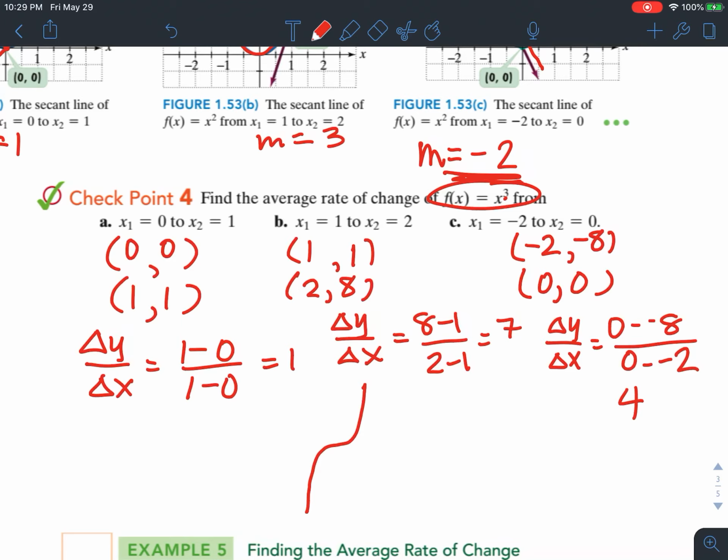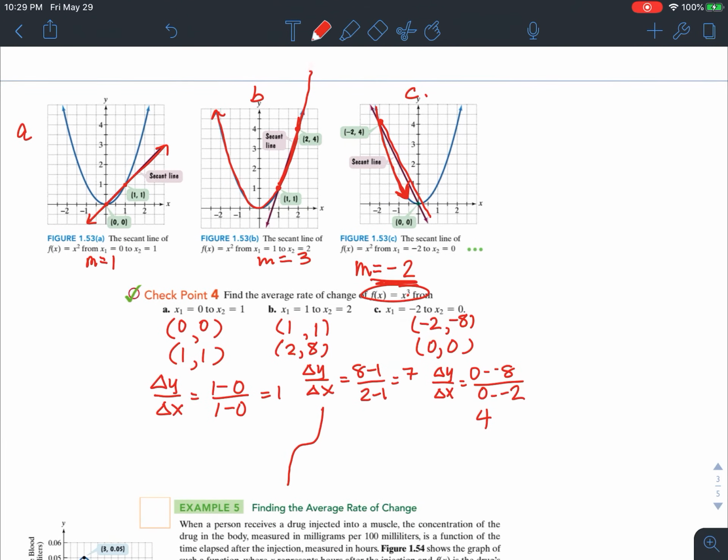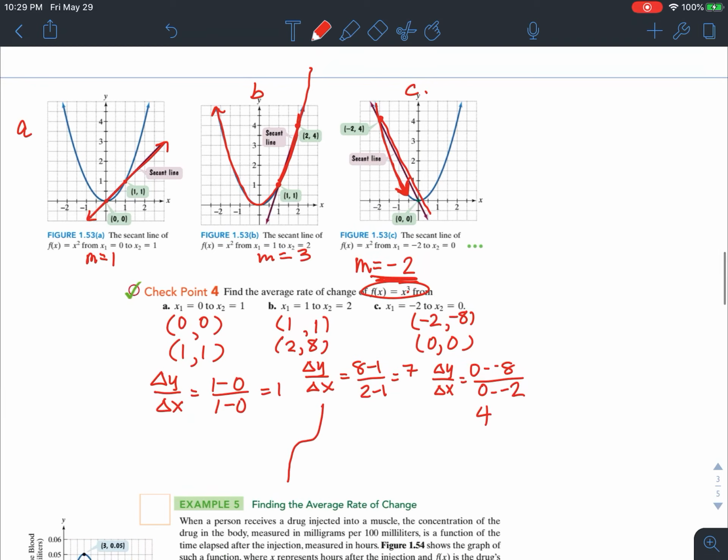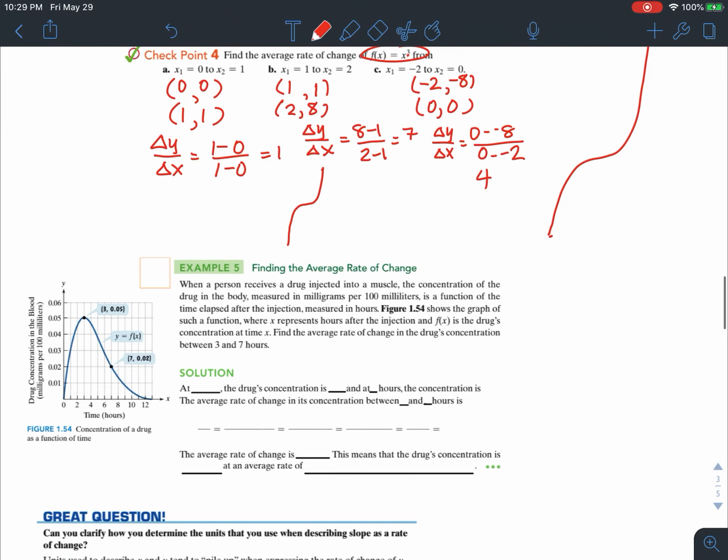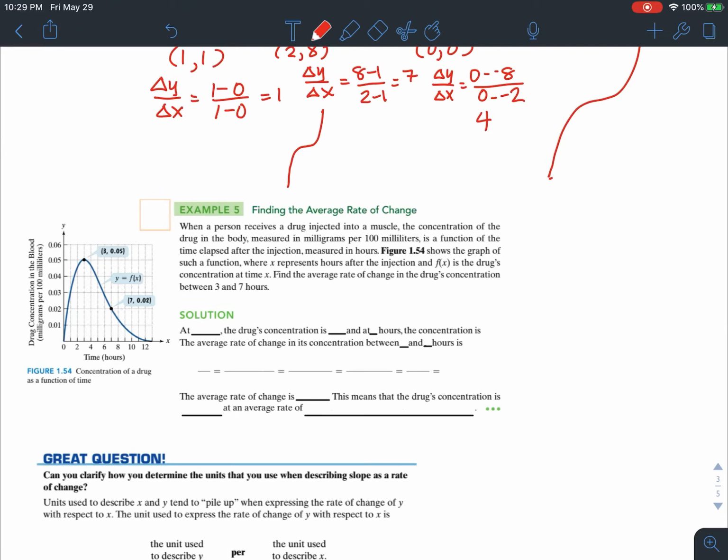Notice on these, I got positive numbers the whole time, right? Well, think about an x cubed graph versus an x squared graph. An x squared graph decreases and then increases. But an x cubed graph, at least just the parent x cubed, only ever increases. It doesn't do anything else. So it makes sense that you would keep getting positive slopes no matter where you were.